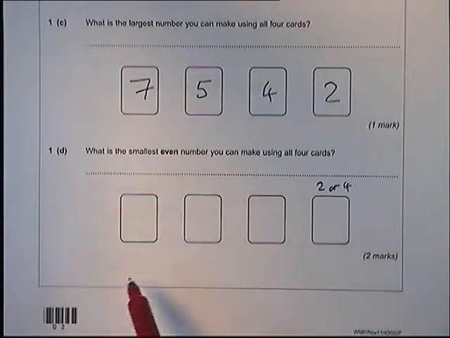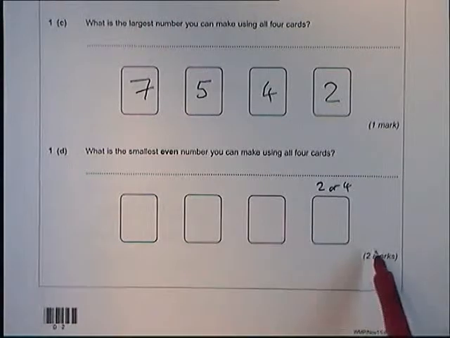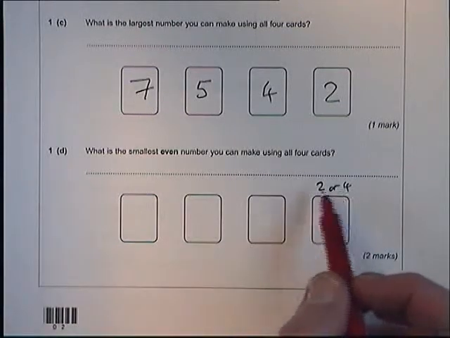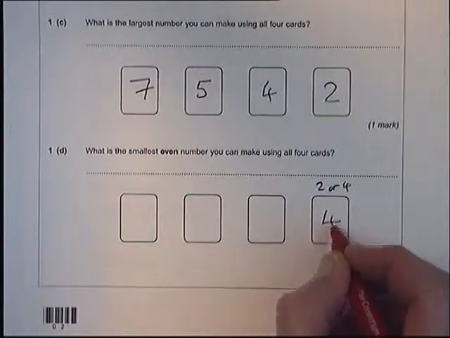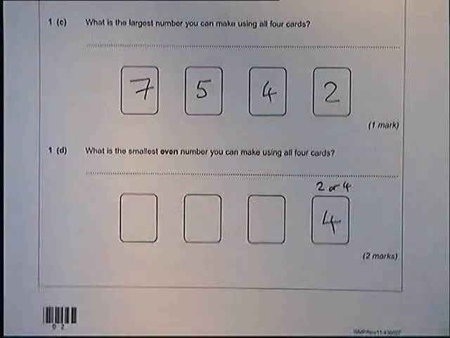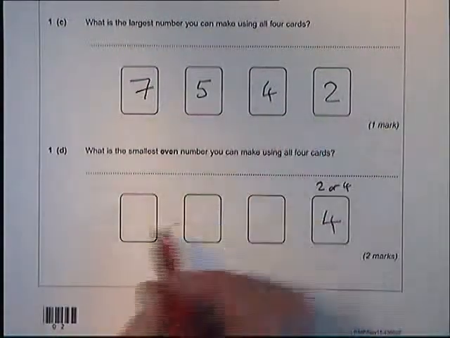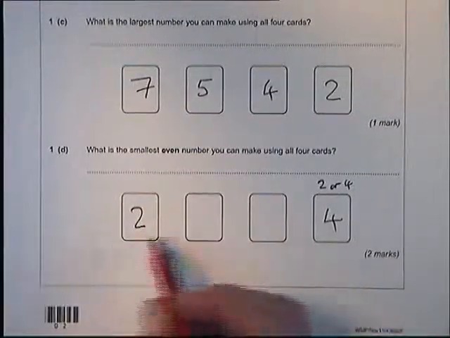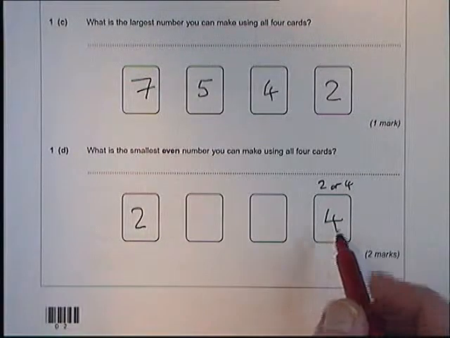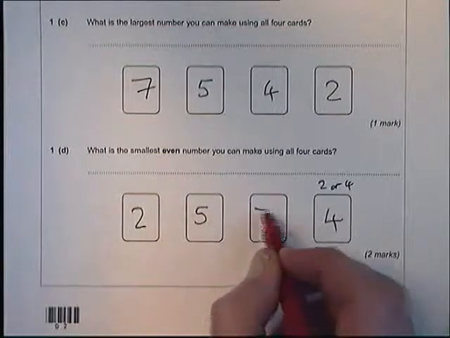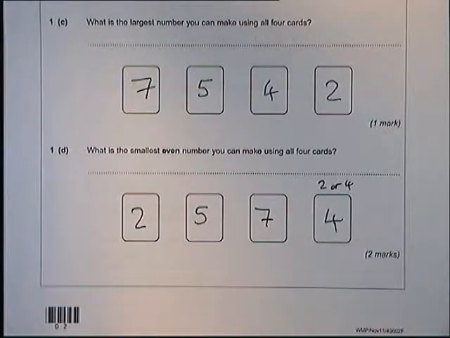So if I'm making a small number, I want small numbers at the front and big numbers at the end. So the bigger of those two numbers is 4. That frees me up so I can put small numbers at the front. So the smallest number I've got is a 2, then it's a 4, but I've had to use that one there, then it's a 5, and then it's a 7. So that's the smallest even number, 2574.